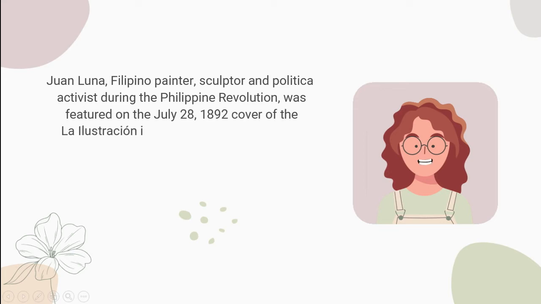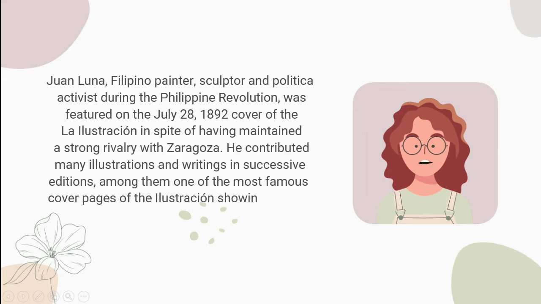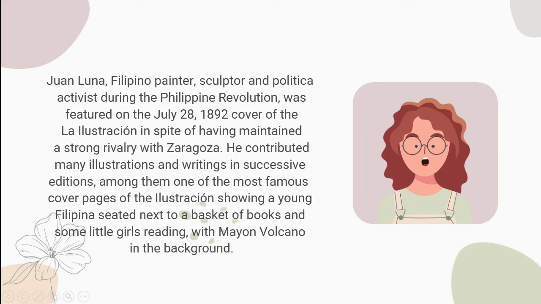Juan Luna, a Filipino painter, sculptor, and political activist during the Philippine Revolution, was featured on the July 28, 1892 cover of the Ilustración in spite of having maintained a strong rivalry with Zaragoza. He contributed many illustrations and writings in successive editions, among them one of the most famous cover pages of the Ilustración, showing a young Filipino seated next to a basket of books and some little girls reading, with Mayon volcano in the background.